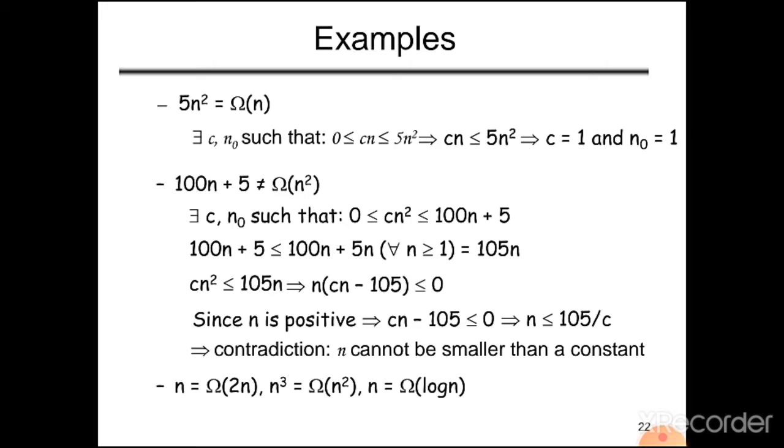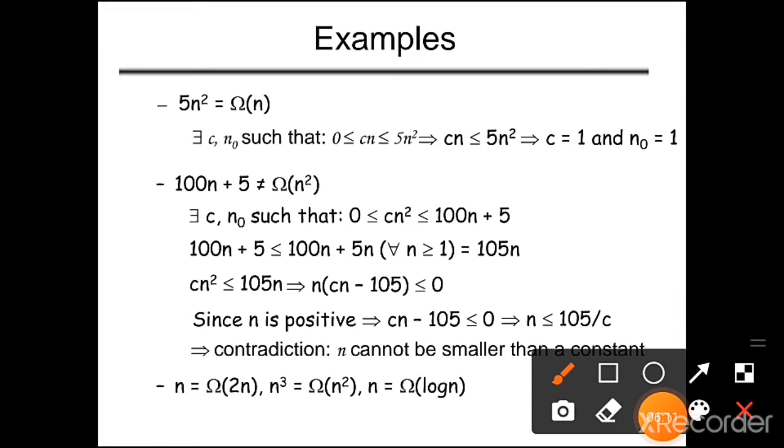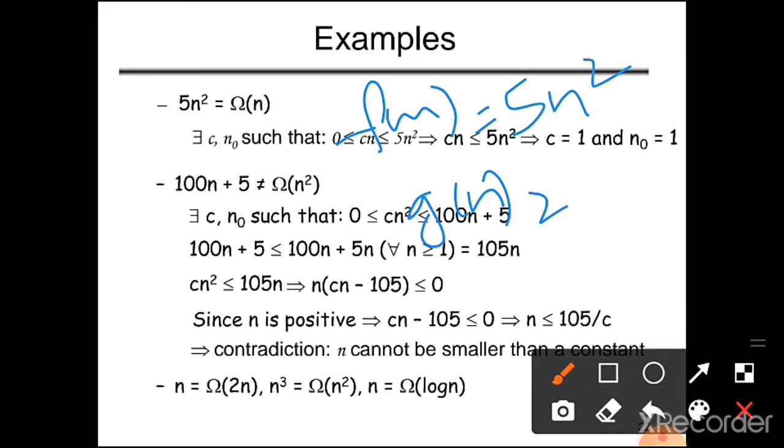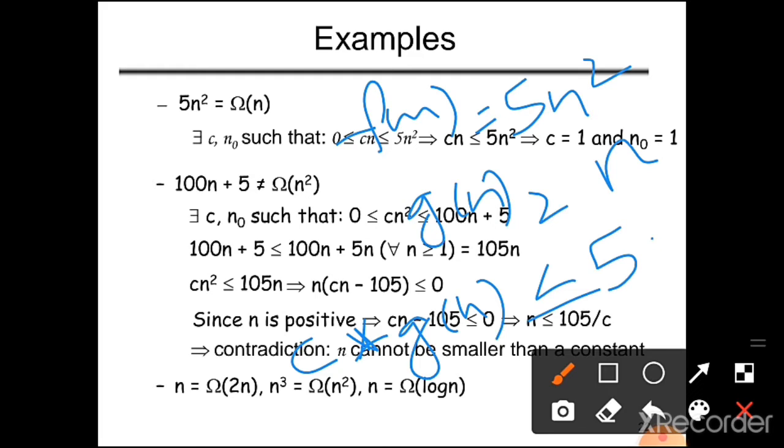The next example, 5n square is equal to omega of n. Here f of n is equal to 5n square and g of n is equal to n, such that c into g of n is less than or equal to f of n. That is, f of n is equal to 5n square. Assume that c is equal to 1.